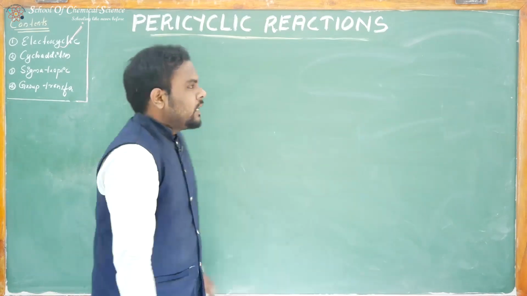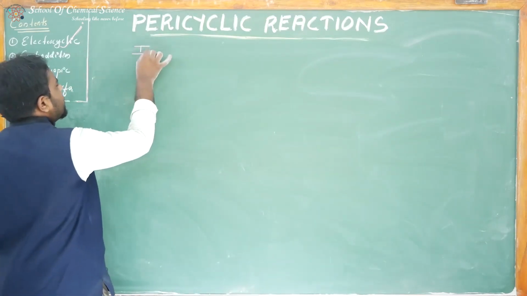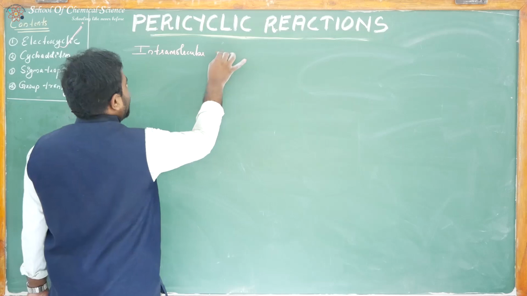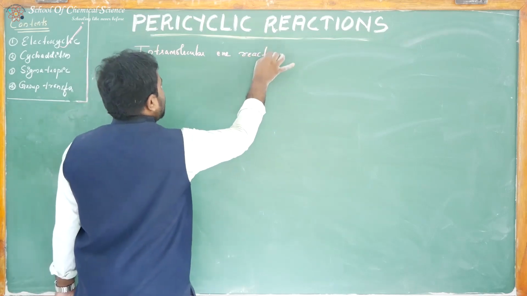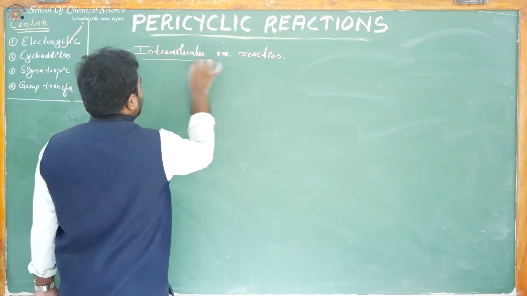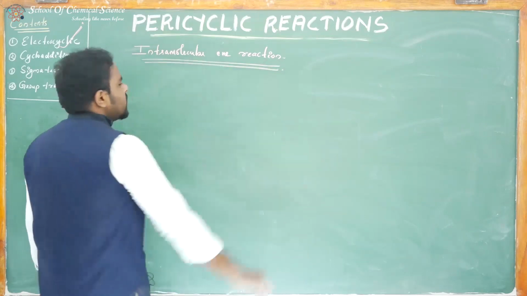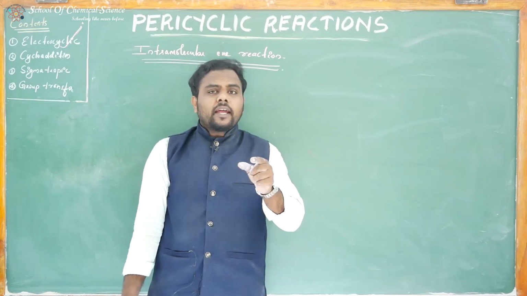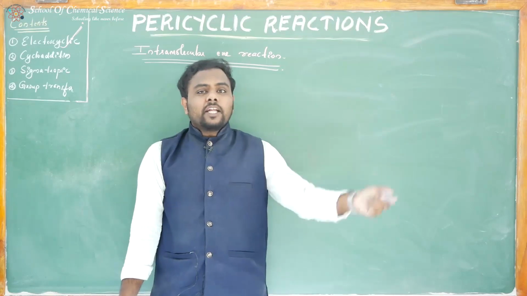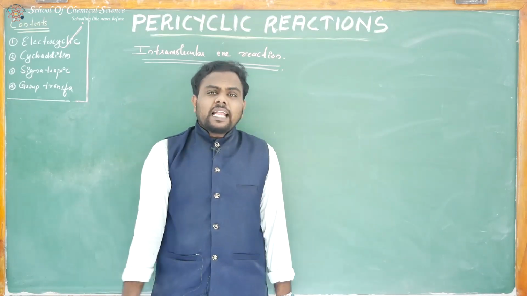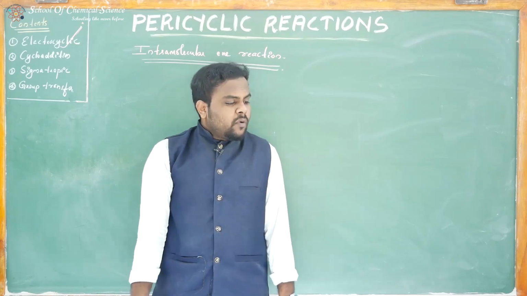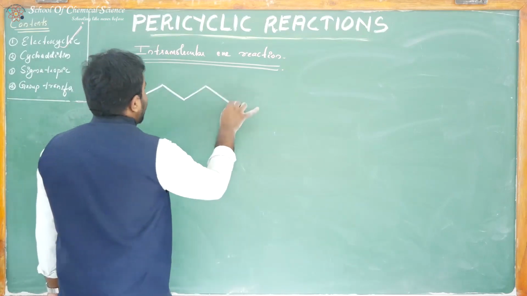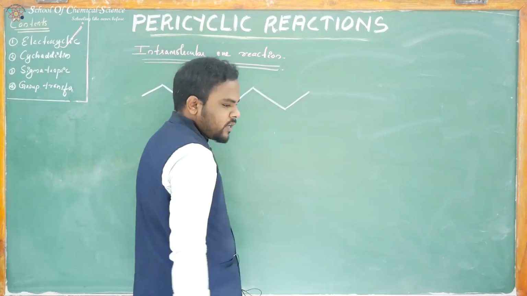Next one, intramolecular ene reaction. Okay, so please listen. In the intramolecular ene reaction, both the allylic system and the enophile are present in the same molecule. So please listen. 1, 2, 3, 4, 5, 6, 7, 8.